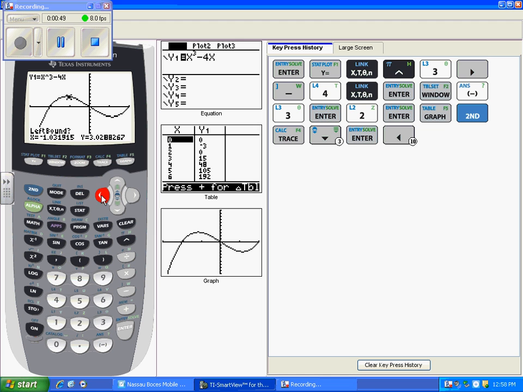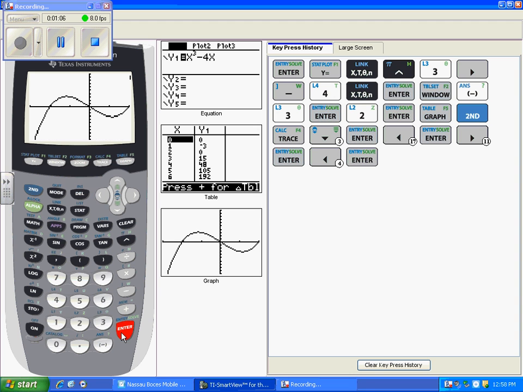So you can see the cursor. Right now it's near the maximum. I'm going to go a little bit to the left of that. I'm going to hit enter one time. And then it says right bound, so I move over to the right where I think that maximum is occurring. I hit enter. It says guess. You can guess if you want. You don't need to. Hit enter.